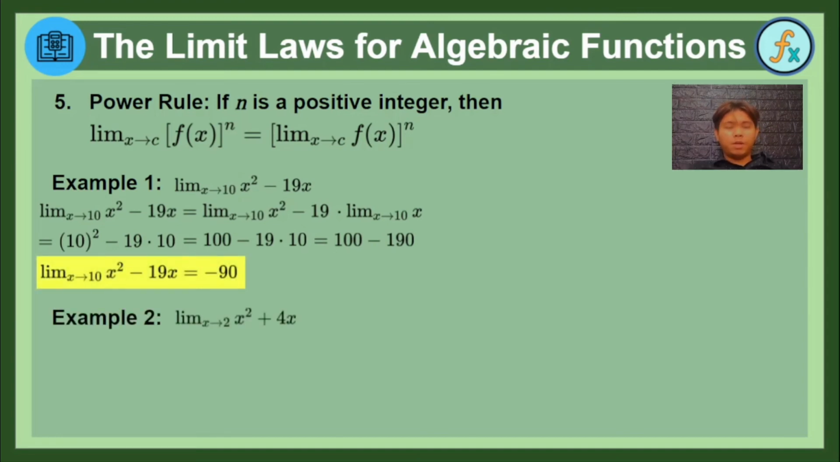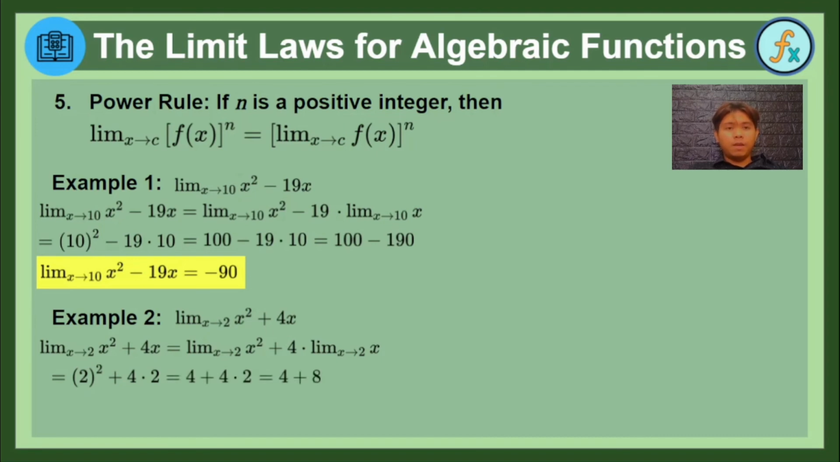Example number 2. Determine the limit of x squared plus 4x as x approaches 2. Again, apply the concept, so it's going to be the limit of x squared plus 4 times the limit of x. The limit of x as x approaches 2 is 2. Thus, 2 squared is 4, and 4 times 2 is 8. Then, 4 plus 8 is equal to 12.